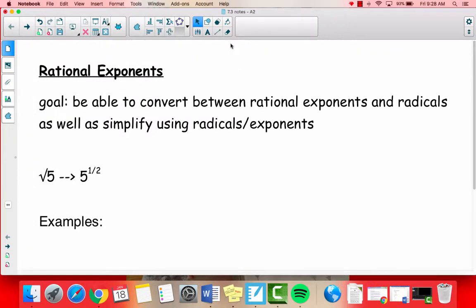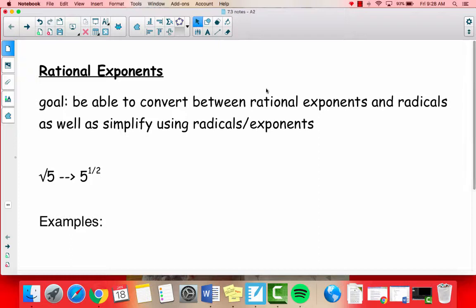Hi class, today's video is going to be about rational exponents, so it's going to be an extension of the radical section that we've talked about previously. And our goal is going to be mainly to be able to convert between rational exponent form and radical form, and then using our exponents and our radicals to reduce problems as much as possible.